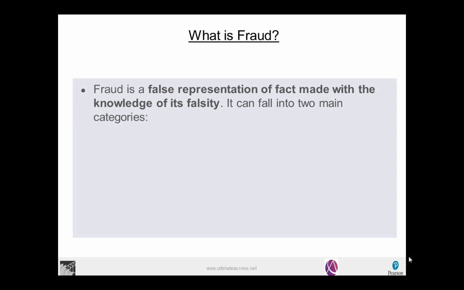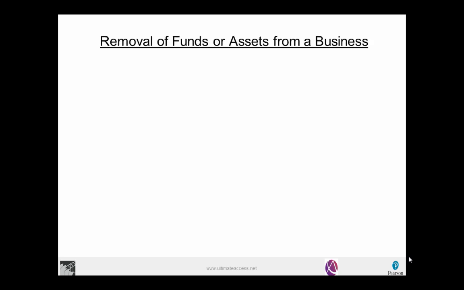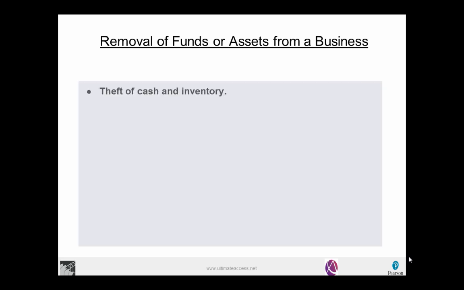Now, the two main categories of fraud are first and foremost the removal of funds or assets from a business, and two, intentional misrepresentation of the financial position of the business. We're going to be going through these two main categories in our next slides. Now, the removal of funds or assets from a business. One of the first things that we're going to see under this is theft of cash and inventory. When you steal money and when you steal inventory, then you're basically removing assets from the business.